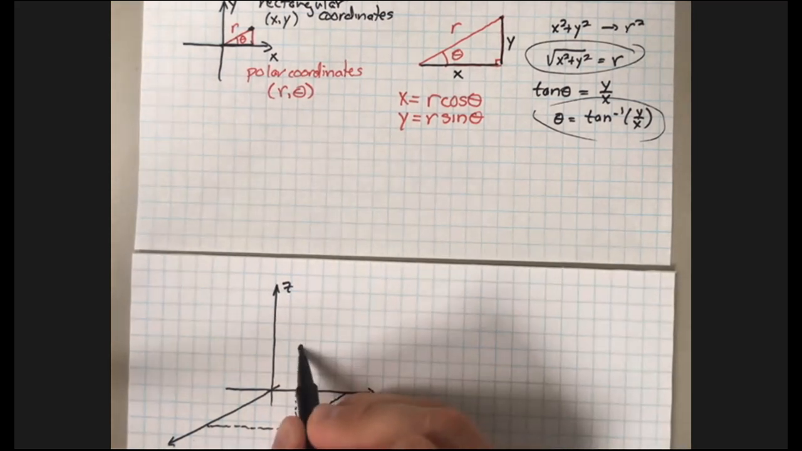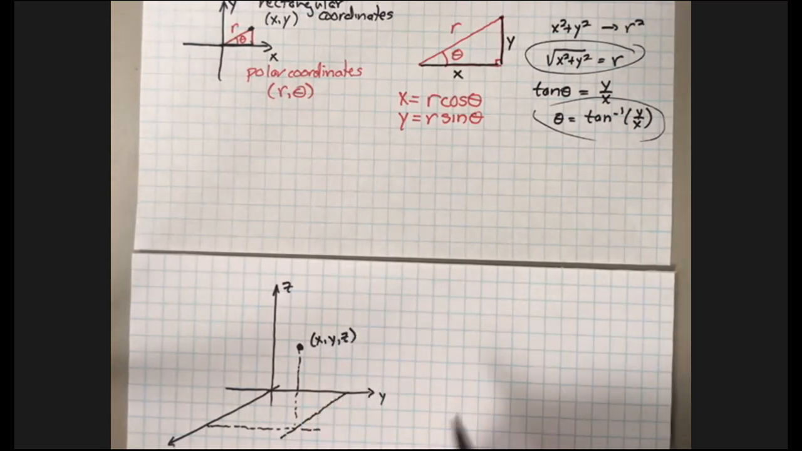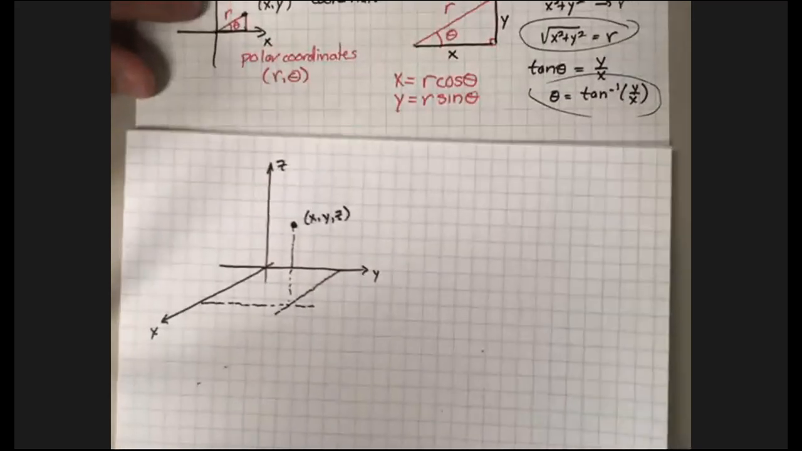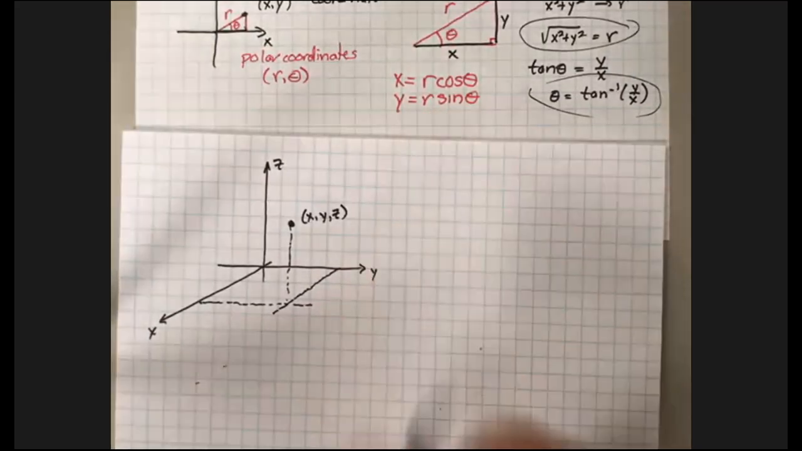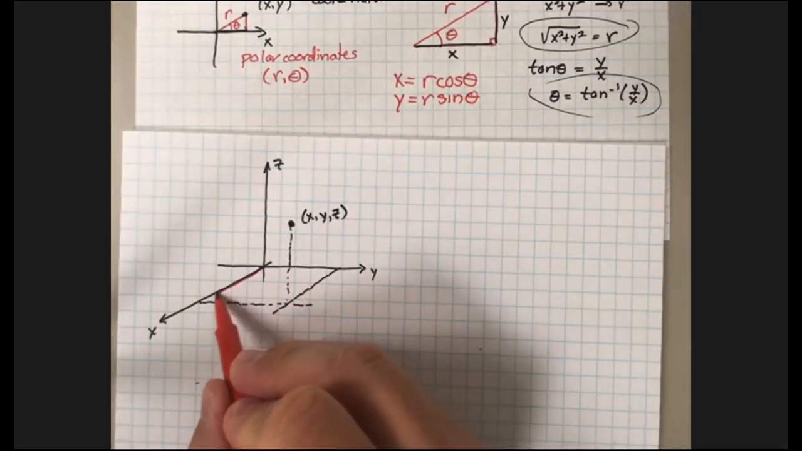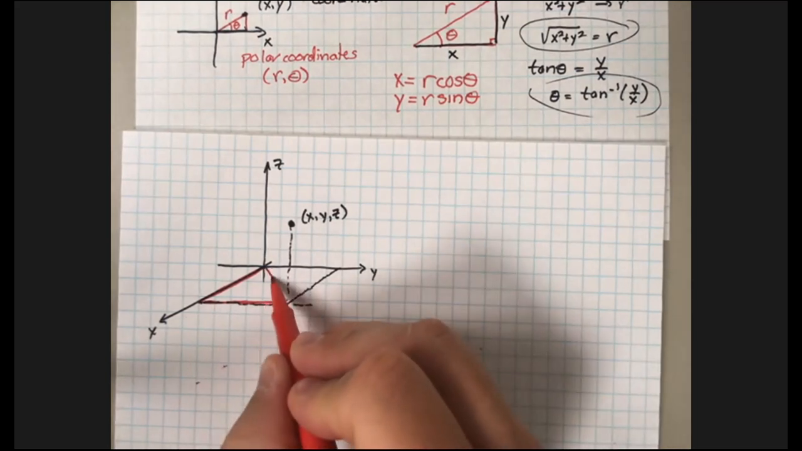So let's call this point right here X and Y and Z. And let's see how we could extend polar coordinates to space. It's not too hard to imagine. I could draw the same triangle that I just drew before. X and Y and R.